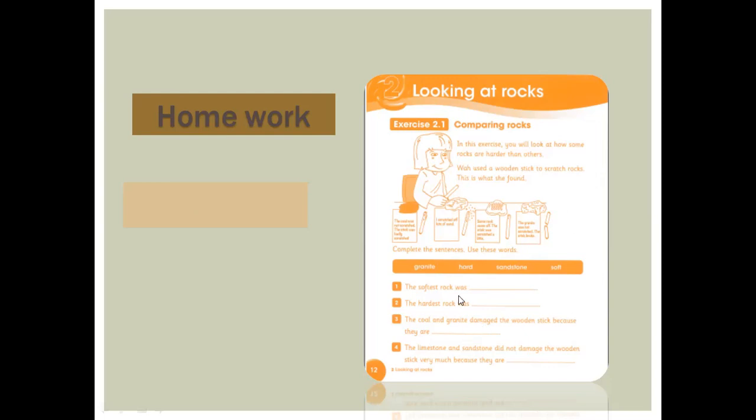The softest rock was, the hardest rock was, coal and granite damaged the wooden stick because they are dash. The limestone and sandstone did not damage the wooden stick very much because they are dash. So you are going to choose the words from the word box that is given on your page and complete your activity book, page number 12. If you complete it now, it is going to be your task. If you couldn't complete it now, it's going to be your homework.